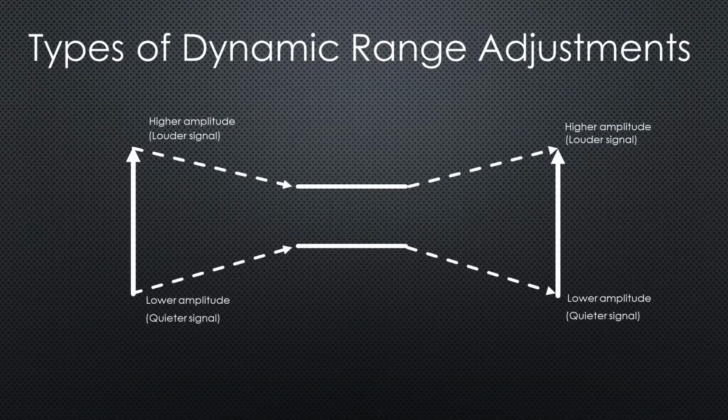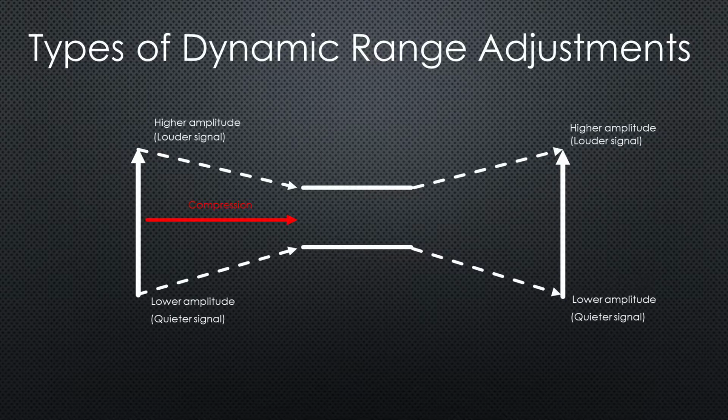How I've always thought about dynamic range and adjusting it is like this, as you see here. On the top left you see the higher amplitude, louder part of the signal, and on the bottom you see the lower amplitude, quieter part of the signal. If you go from the higher amplitude, louder part of the signal and you make it quieter, in a way you're compressing the waveform. Or if you take the lower amplitude, quieter part of the signal and you bring it up, in a way, again, you're compressing the signal.